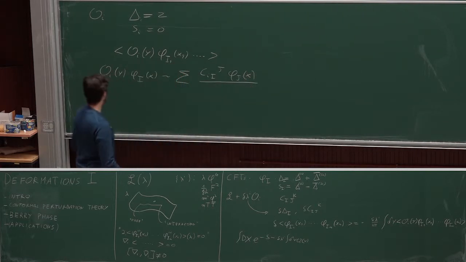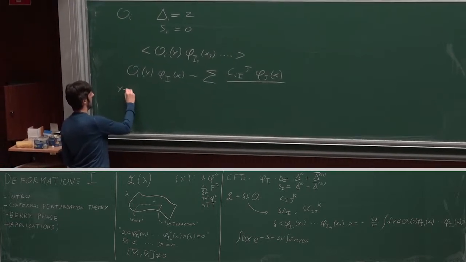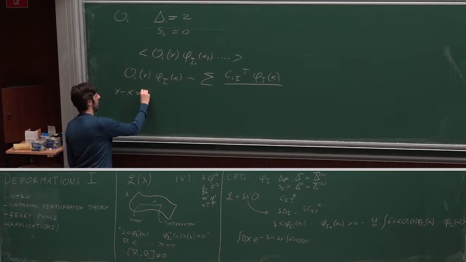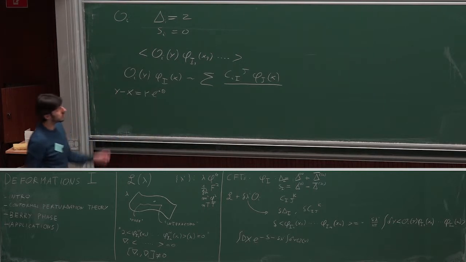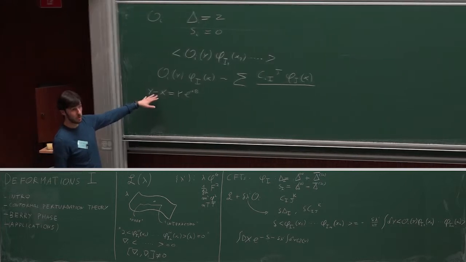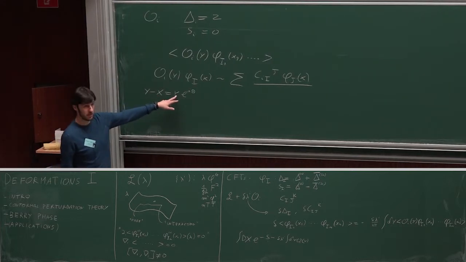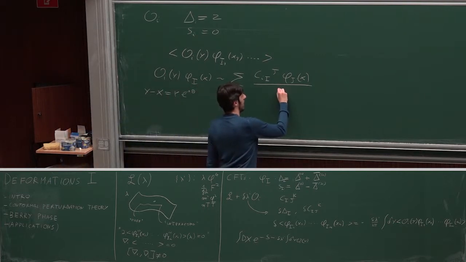And now, let me introduce this notation here. So you will see the value of changing variables for the conformal dimension. The difference between the two points is a complex number, and I just separate it into the absolute value and the phase. So this will just be R.